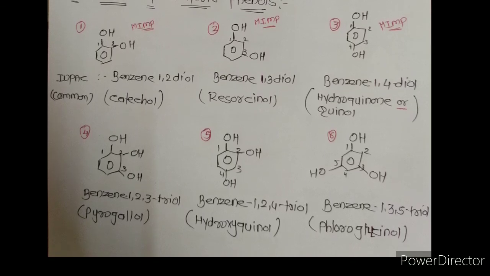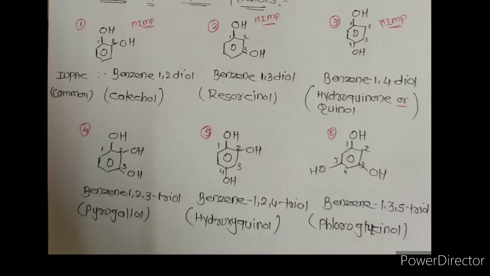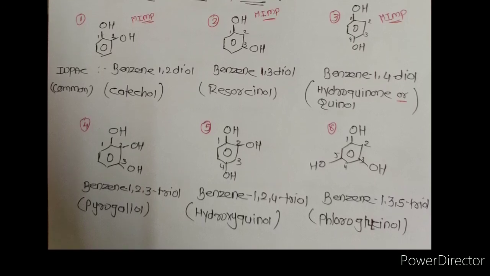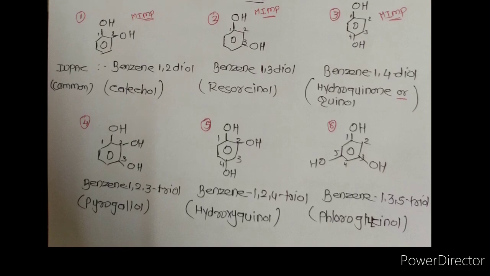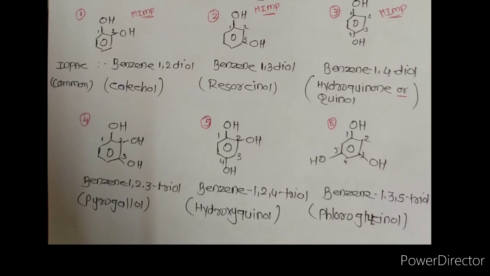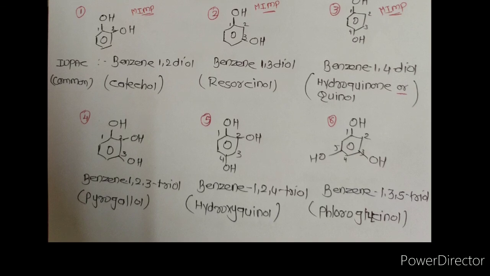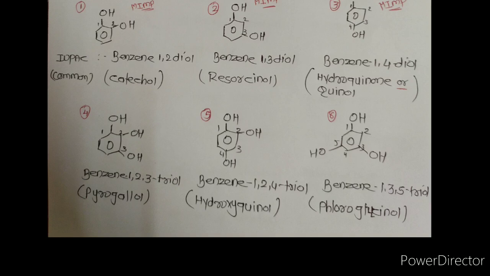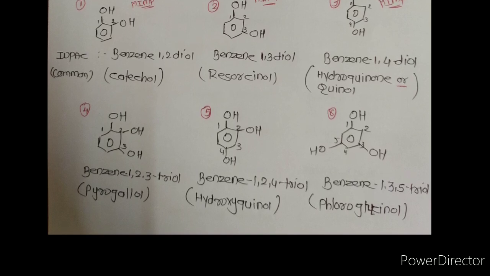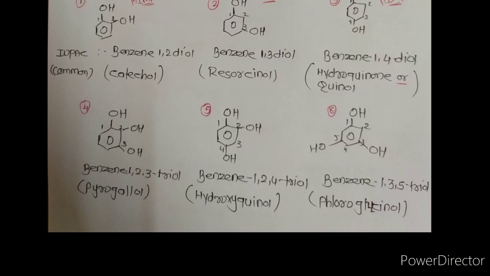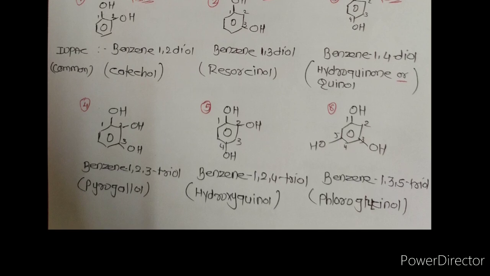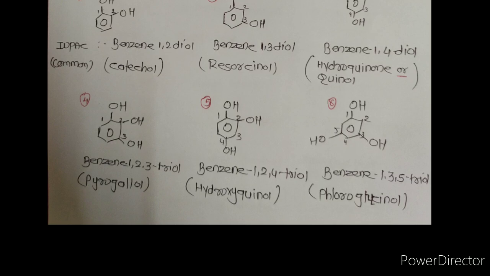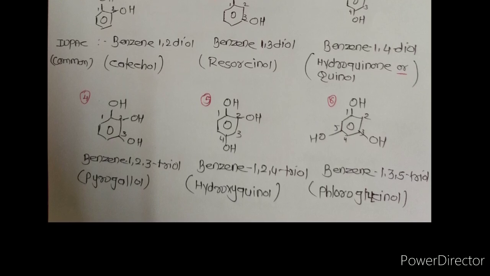Now, fourth compound: a benzene ring in which the OH group is present on the first, second and third carbon. So its IUPAC name is benzene-1,2,3-triol. Here the OH group is present three times, hence we wrote tri and ol for OH. So its IUPAC name is benzene-1,2,3-triol, and its common name is pyrogallol.